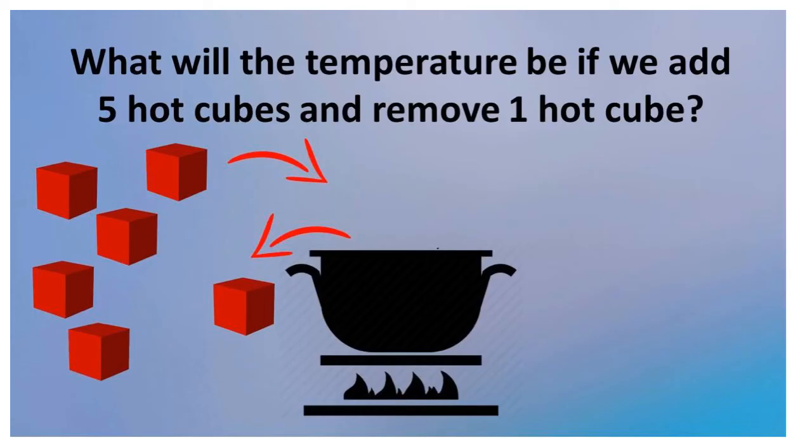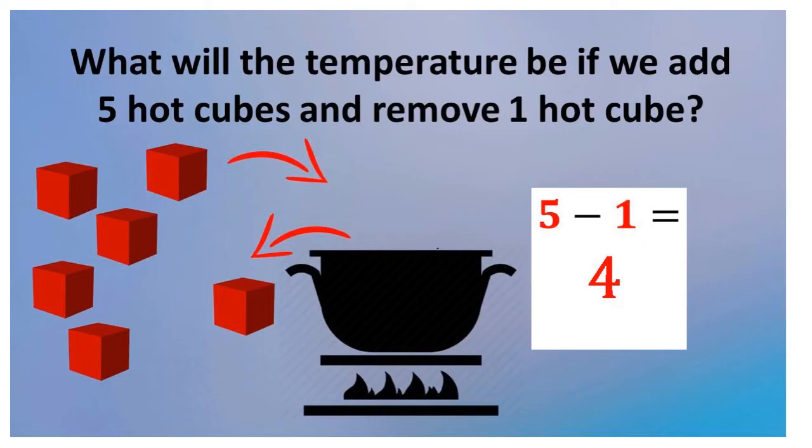So let's look at what happens if we add and remove cubes in the same setting. In this scenario here, I'm adding 5 hot cubes, but I remove 1 hot as well. What do you think is going to happen? So I've added 5 hot, so +5, and then I'm removing 1, so -1. So the equation is 5 minus 1. The answer is 4. I know, this is way too easy for you mathematicians.